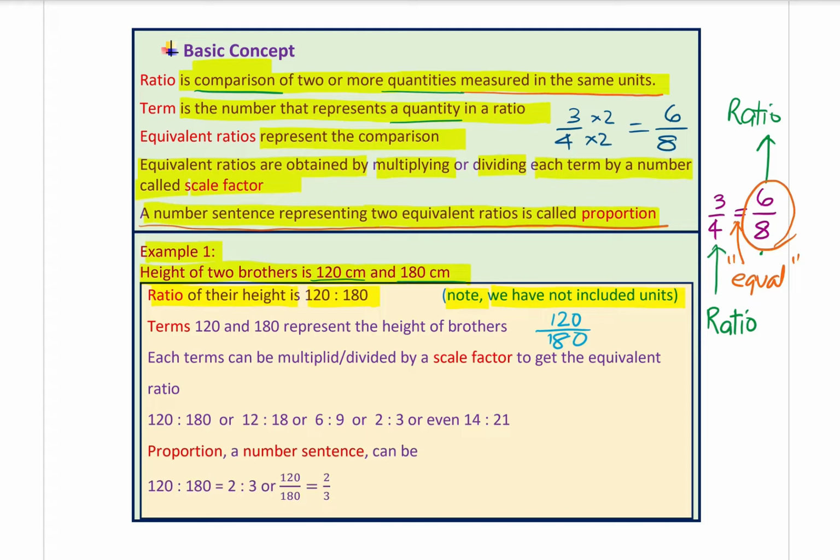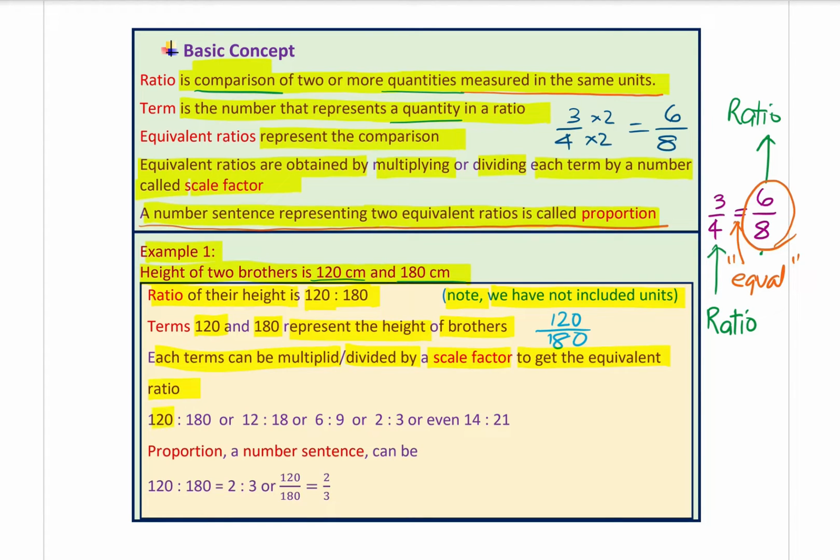We could have mixtures of three things, A is to B is to C, that you cannot write in fractions. So, if there are two quantities, you could also write in fractions. Now, in this particular ratio, which is 1 is to 2, height of these brothers, the terms are 120 and 180. The two numbers which represent the height of brothers will be treated as terms, correct? Now each term can be multiplied or divided by a scale factor to get equivalent ratio.